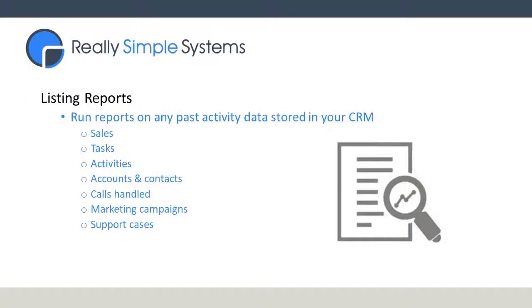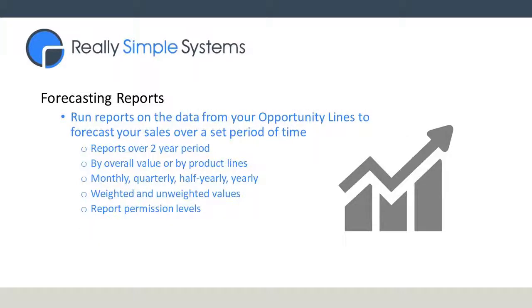Listing Reports is the reports on any past activity stored in your CRM, and this includes your sales, tasks, any calls handled, and your marketing campaigns. Forecasting Reports uses the data from your opportunity lines to forecast your sales over the next weeks or months.